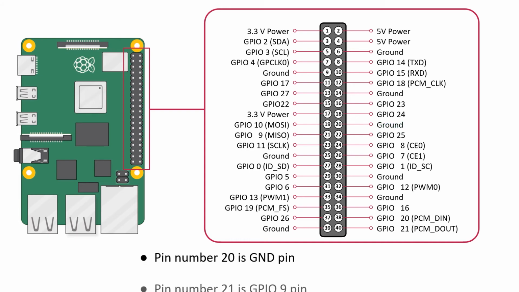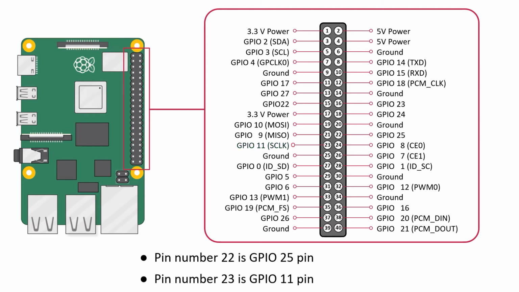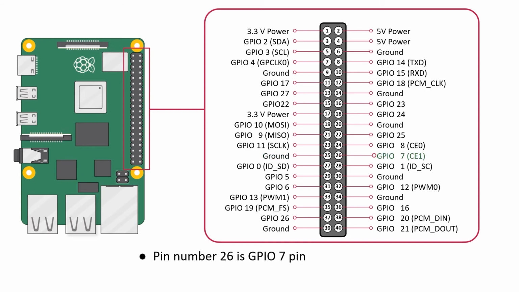Pin number 21 is GPIO 9 pin. Pin number 22 is GPIO 25 pin. Pin number 23 is GPIO 11 pin. Pin number 24 is GPIO 8 pin. Pin number 25 is ground pin. Pin number 26 is GPIO 7 pin.